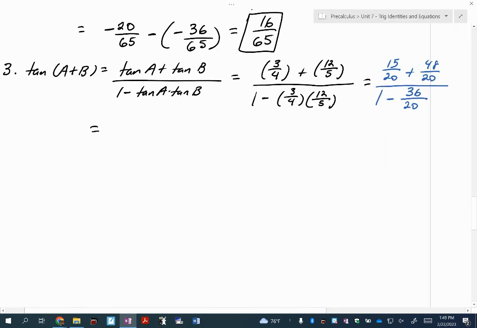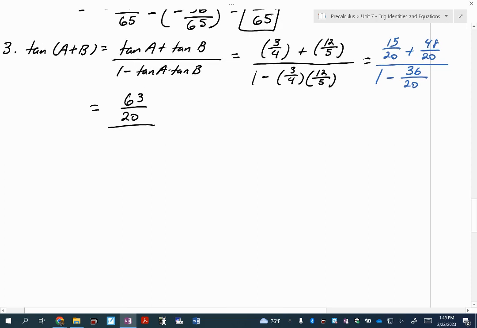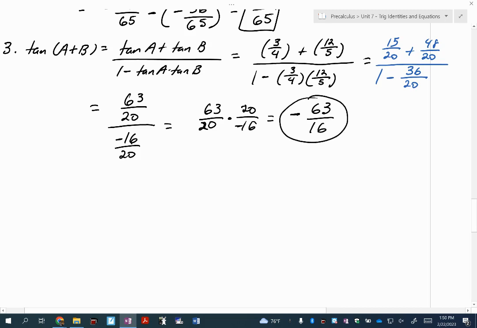We keep going over here. So that's going to be 15 plus 48, which is 63/20, divided by 1 minus 36/20. So 1 is the same as 20 over 20. 20 minus 36 is negative 16, so negative 16/20. And if you were to rewrite this, that'd be 63/20 times the reciprocal, which is 20 over negative 16. You'll notice the 20s cross out, so you get negative 63 over 16. So that's it for the tangent of A plus B.